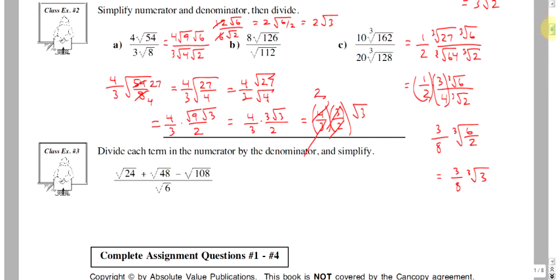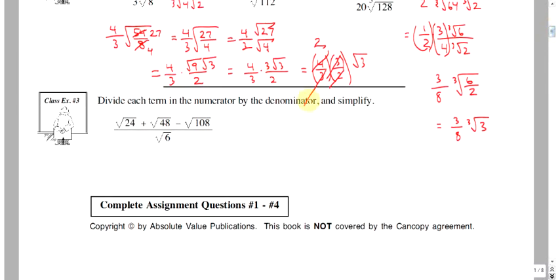All right? Okay. What do we do with this thing? Let me ask you a question. Does that root 6 go into the root 24? Yep. Does it go into the root 48? Yep. Or does it go into the root 108? Or is there another option? Do we think it goes into one of them or all 3 of them? Okay, we're good with that? All right.